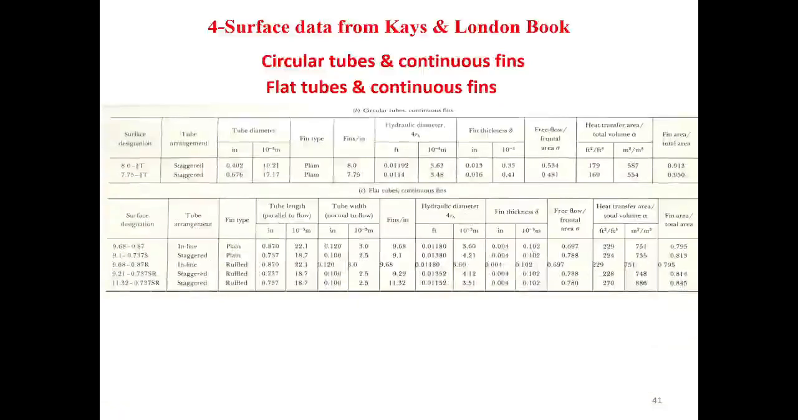This is part B of Table 9.4. This is circular tube with continuous fin. We have only two surfaces. And for flat tubes, continuous fins, we have 1, 2, 3, 4, 5 surfaces. The geometrical parameters are all in here in part C of Table 9.4.